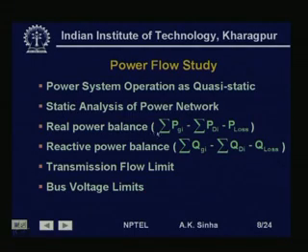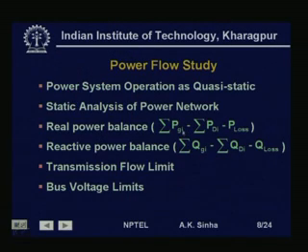Then we have real power balance at all the bus bars and also for the total system, that is, the summation of all the real power generation, minus the summation of all the loads, minus the loss in the transmission system, is going to be equal to 0. That is, the real power which is injected by the generators has to be equal to the real power drawn by the loads and the real power losses in the transmission lines.